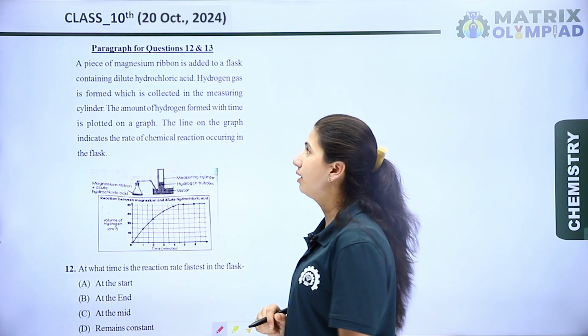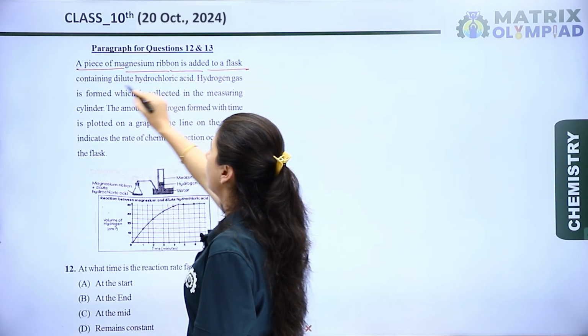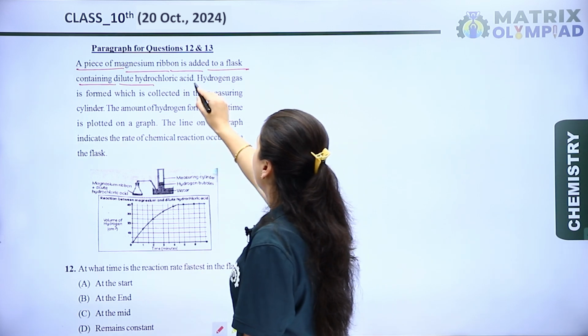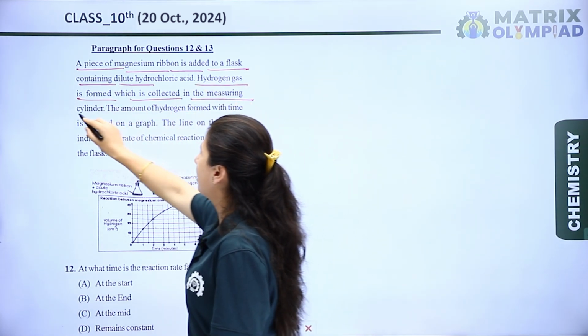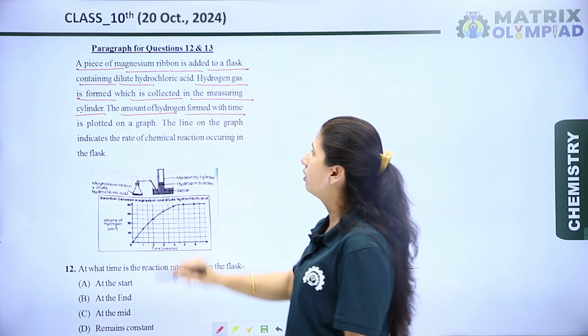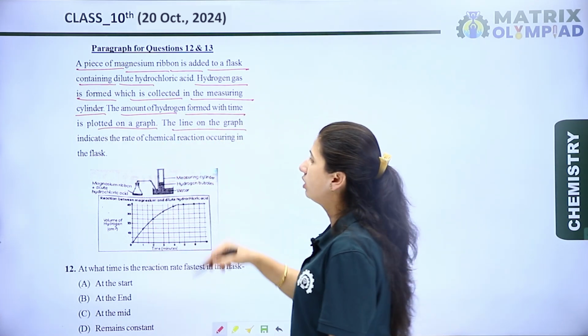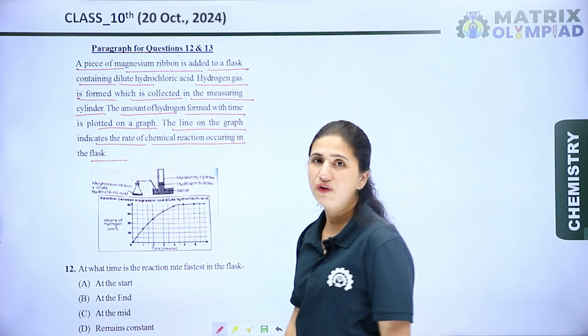It is a paragraph based question, and the paragraph is: a piece of magnesium ribbon is added to a flask containing dilute hydrochloric acid. Hydrogen gas is formed, which is collected in the measuring cylinder. The amount of hydrogen formed with time is plotted on a graph. The line on the graph indicates the rate of chemical reaction occurring in the flask.